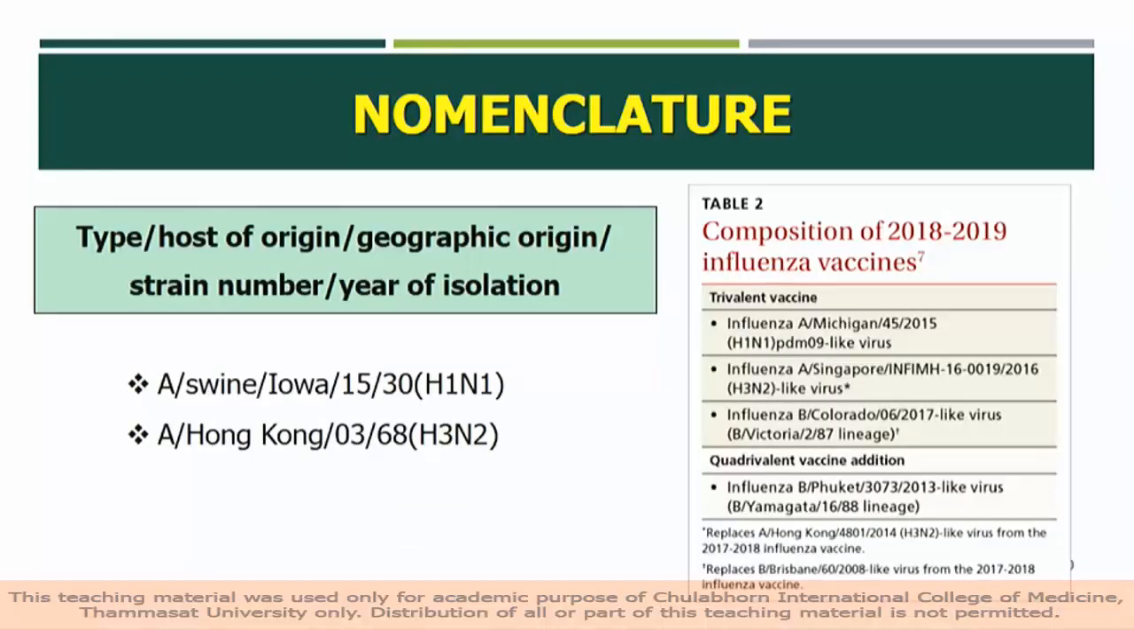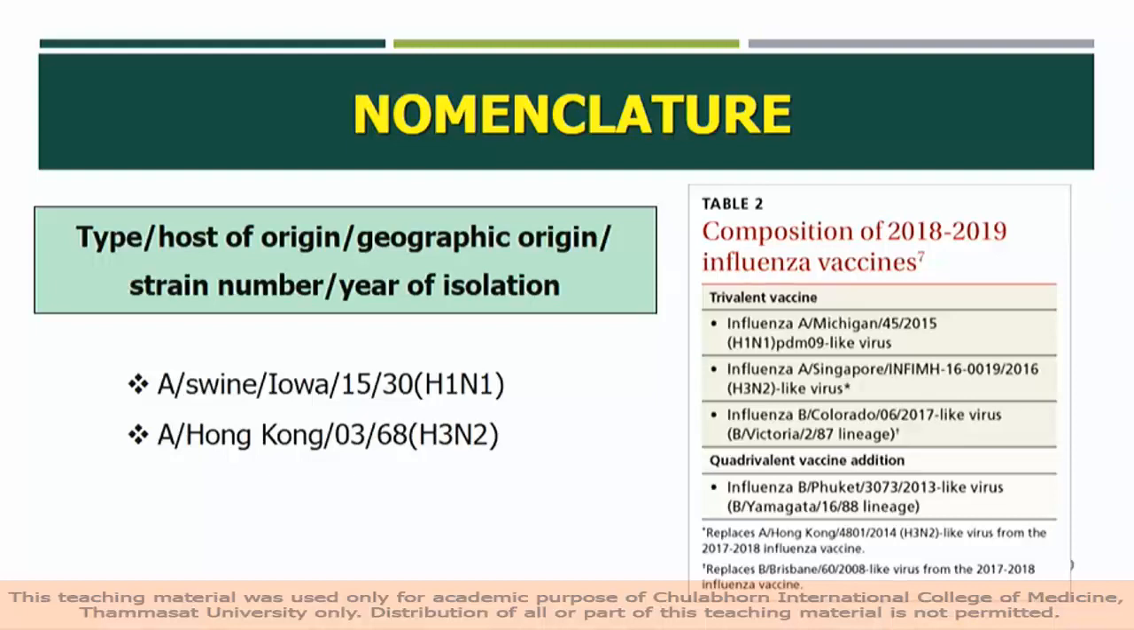Okay, this is an example of the nomenclature of the influenza virus. The first example is an influenza A virus isolated from swine. The geographic origin is Iowa, the strain number is 15, and the year of isolation is 1930. Since this is an influenza A virus, it must indicate the H and N number. Actually, there are about 18 H subtypes and 11 N subtypes that have been detected right now.